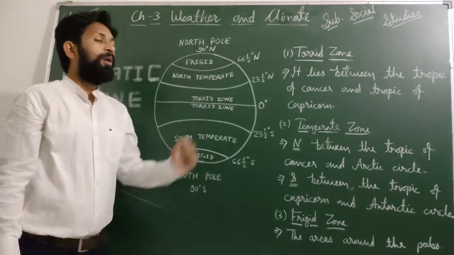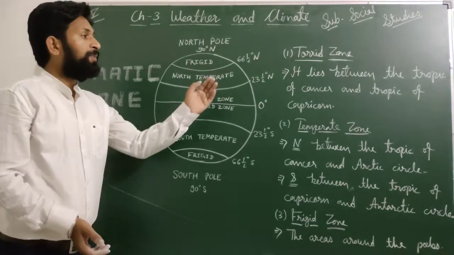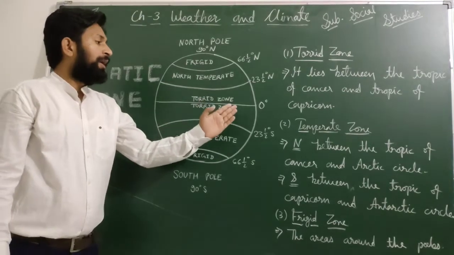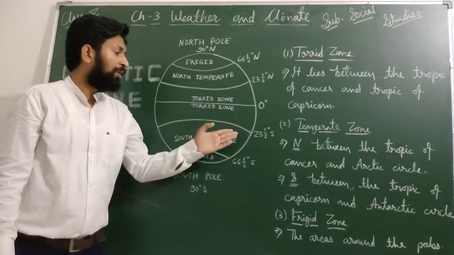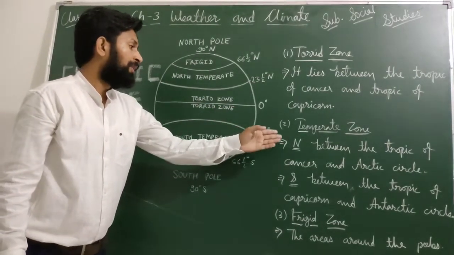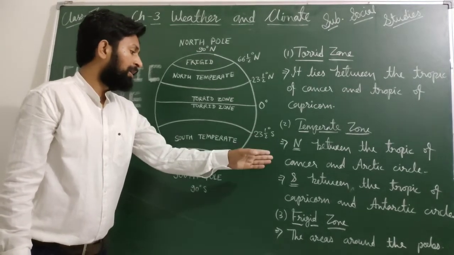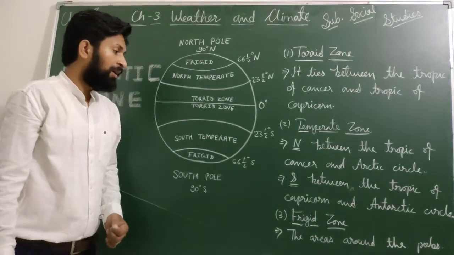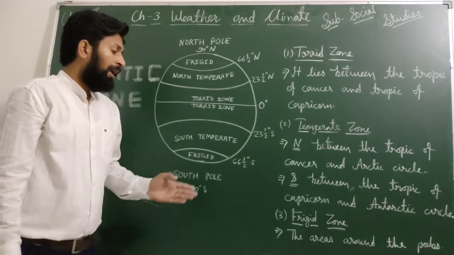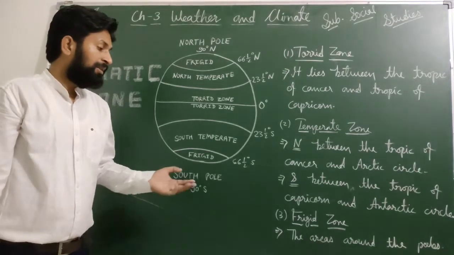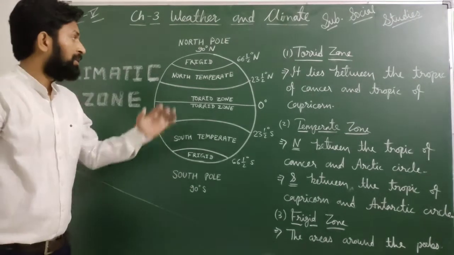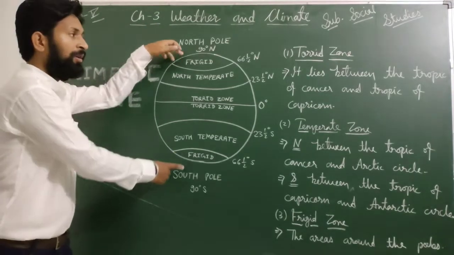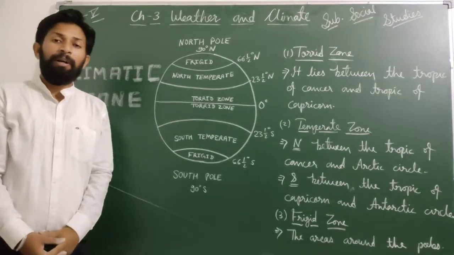The torrid zone lies between the Tropic of Cancer and the Tropic of Capricorn. The temperate zone in the northern hemisphere is between the Tropic of Cancer and the Arctic Circle, and in the southern hemisphere, between the Tropic of Capricorn and the Antarctic Circle. And the last one is the frigid zone, the areas around the poles, nearby the South Pole and North Pole. It's about your chapter, weather and climate.